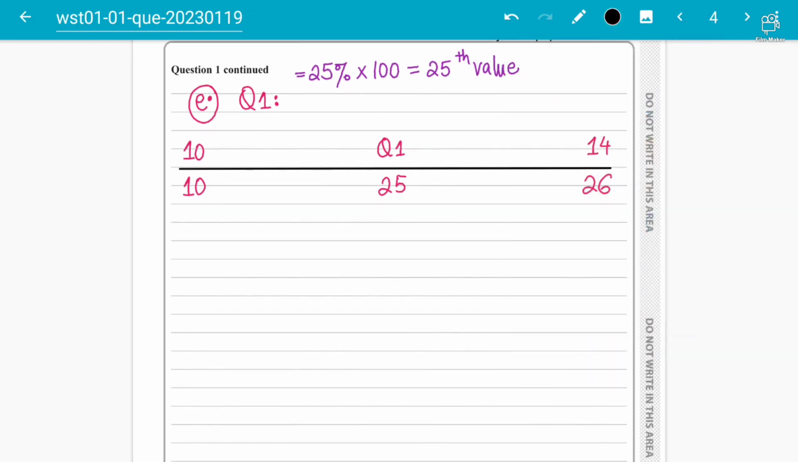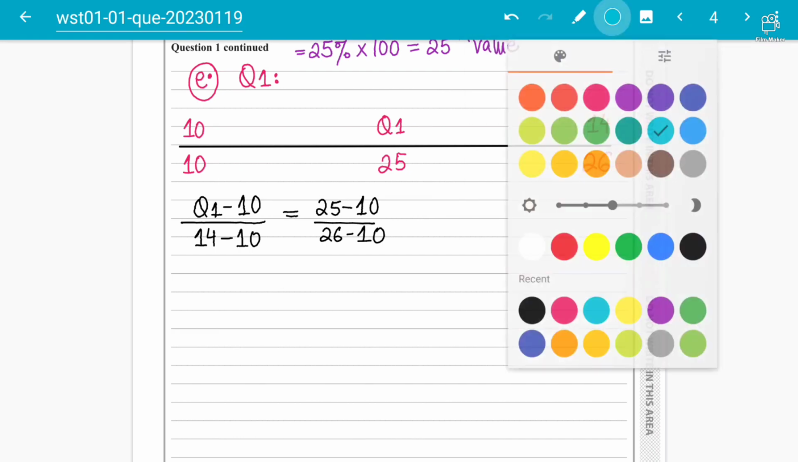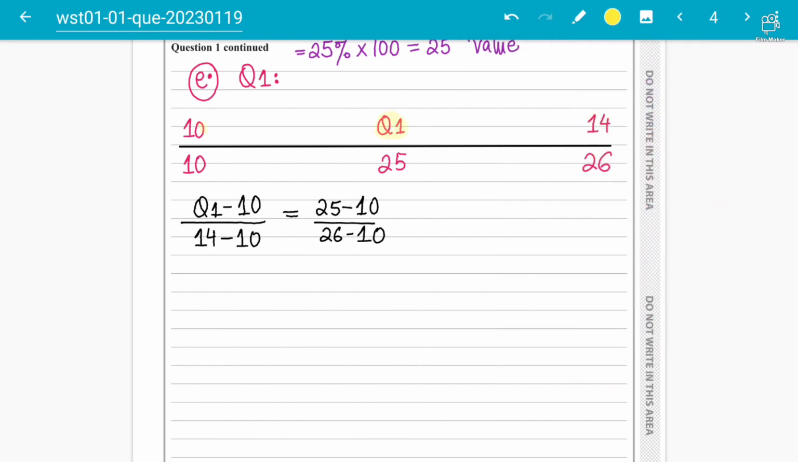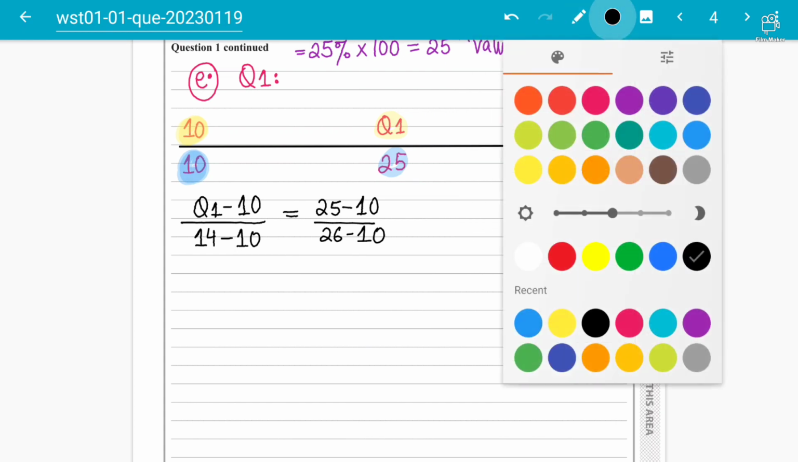Now make the variable. Q1 minus 10 divided by 14 minus 10, the change in x variables, equals 25 minus 10 divided by 26 minus 10, the change in y variables. That is the formula. On one side you put Q1 minus 10 divided by 14 minus 10, and on the other side you put 25 minus 10 divided by the cumulative frequency of the new minus the old one. Those are the x and y limits.